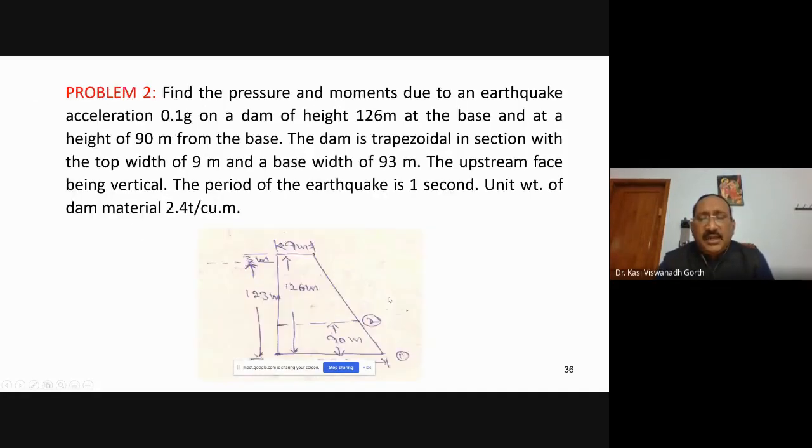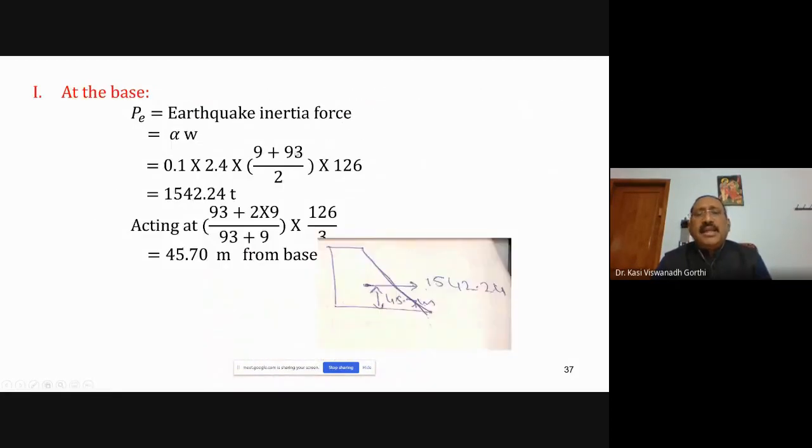Since it is a trapezoidal section having the variation of 9 meters here and 93 meters here, you will be able to find what is the base width at this portion. Same thing has been done here. 9 plus 93 divided by 2 into 126 will be the total base width here. So 2.4 tons per meter cube is given per unit length. If you consider 0.1 as alpha, you will be getting the earthquake inertia force at this point.